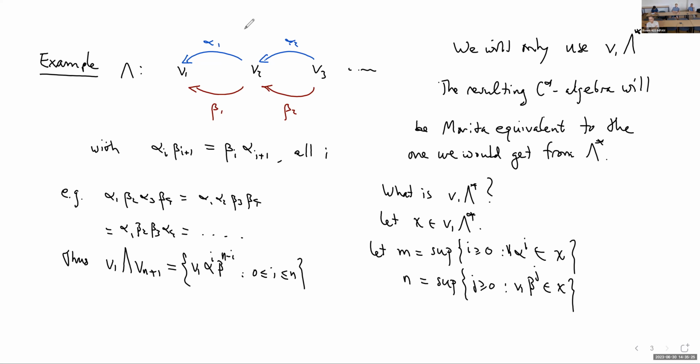These numbers belong to the natural numbers together with infinity. Maybe all powers of alpha belong to X. Now, of course, if i is less than or equal to m and j is less than or equal to n, so that alpha to the i and beta to the j both belong to X, then they only have one minimal common extension, alpha to the i beta to the j. So that's the only element extending both that has to belong to X, because it's directed and hereditary.